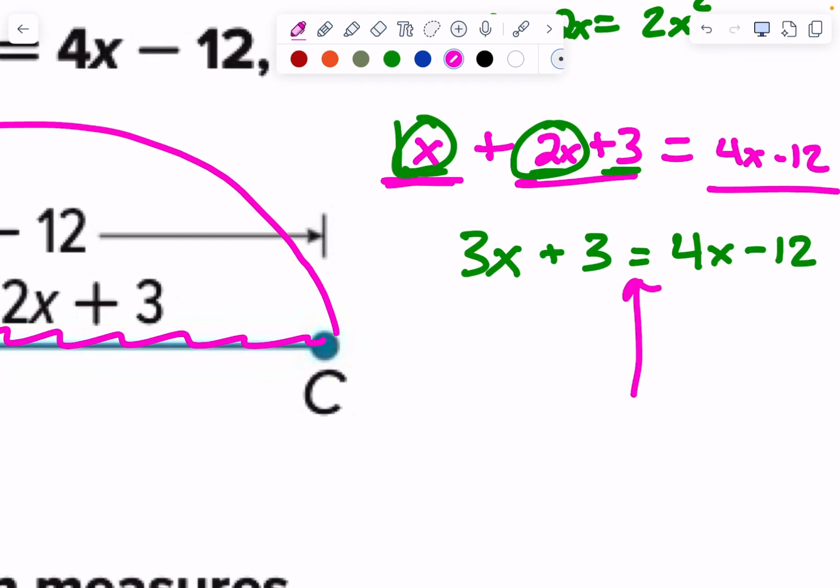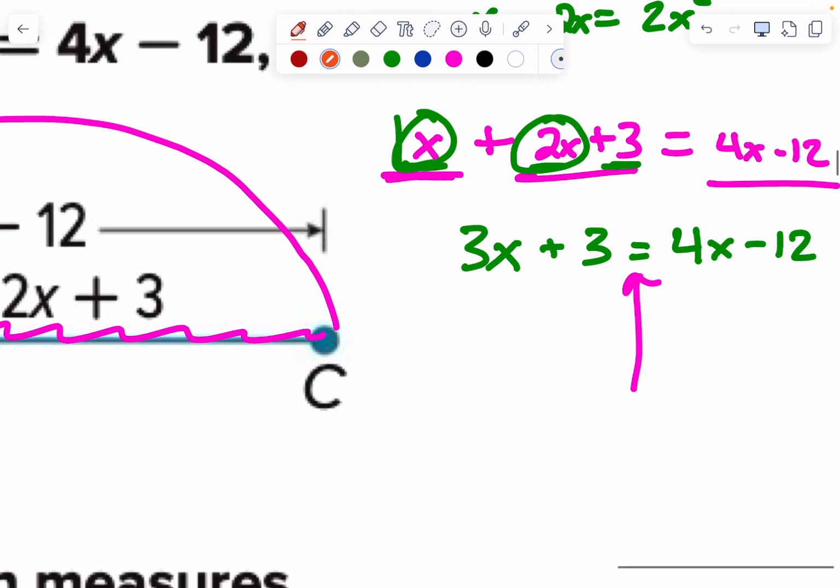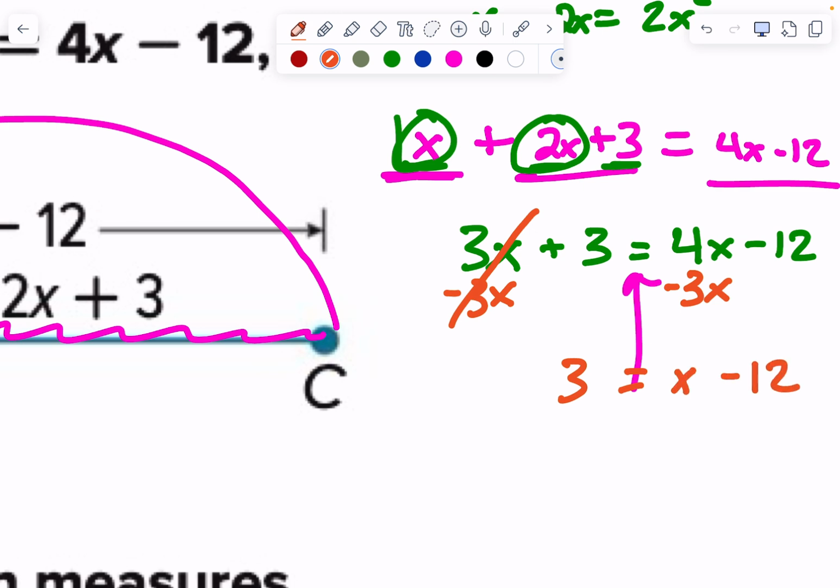You minus the 3 across. Do you want the 3 or the 3x? I always get my x's together first. Minus the 4x. Minus 3, and in real life, you don't want to ever put your x's in the same room. Okay. 3 equals, what's 4x minus 3x? 1x, right? Or just x. Minus 12, then what? Plus 12. Add the 12 over. x equals 15.